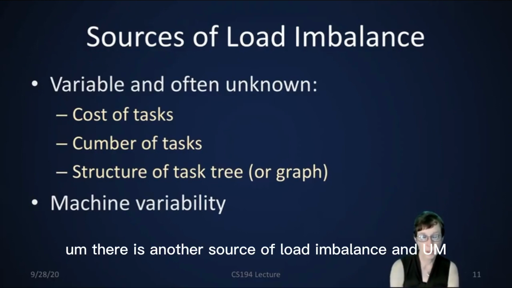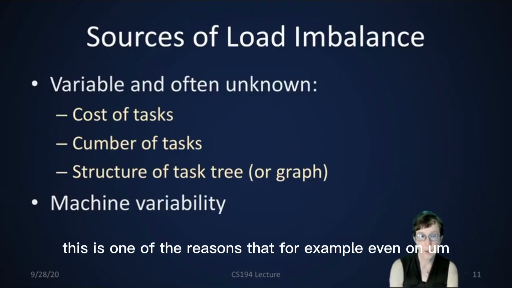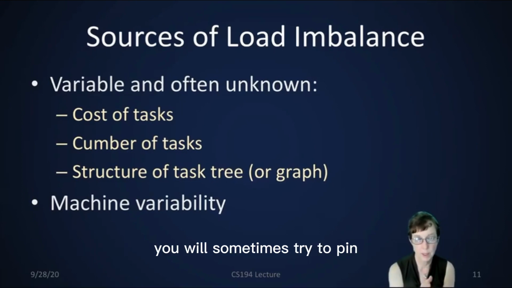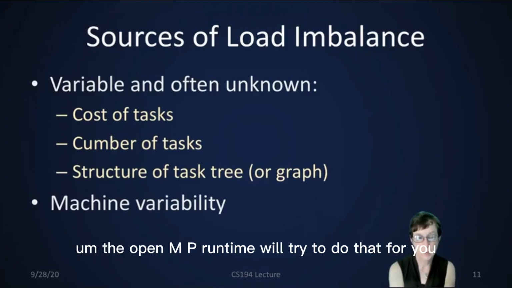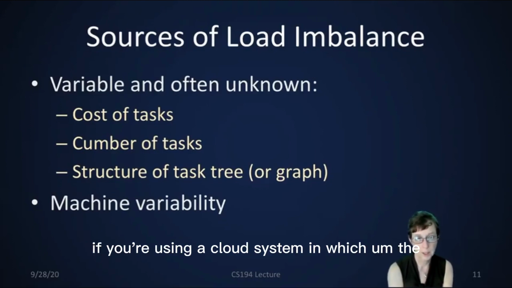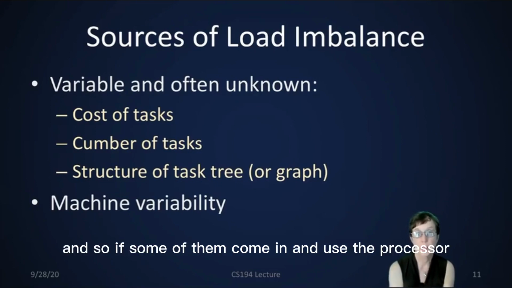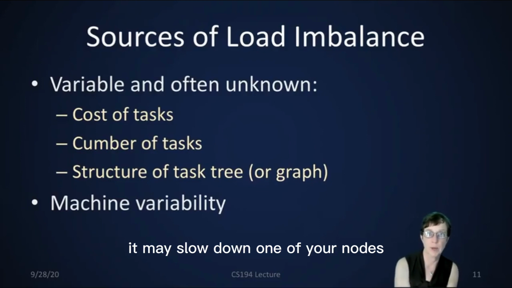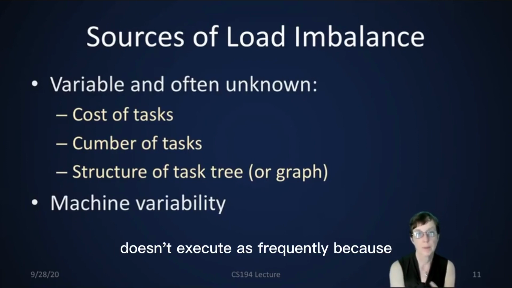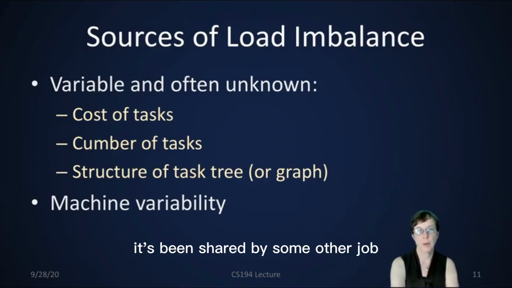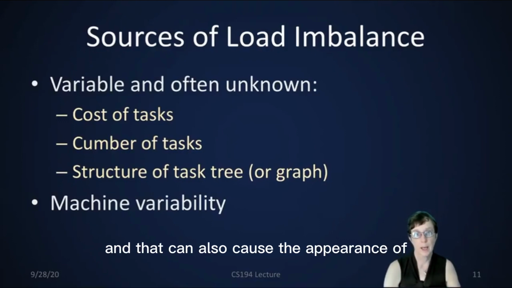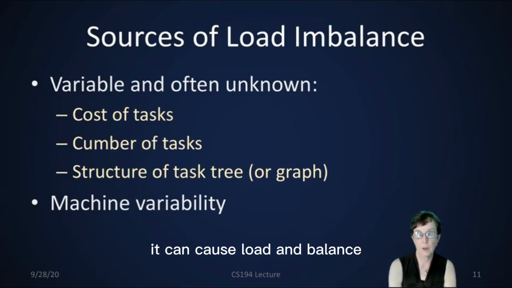There is another source of load imbalance, and that is machine variability. This is one of the reasons that, for example, even on my laptop or on a machine like Cori, you will sometimes try to pin your threads to processors. The OpenMP runtime will try to do that for you. This comes up if you're using a cloud system in which the nodes are being shared by other users. If some of them come in and use the processor, it may slow down one of your cores, because the thread executing on that core doesn't execute as frequently when it's being shared by some other job. And the operating system, by the way, can come in and run on one of your processors, and that can also cause load imbalance.